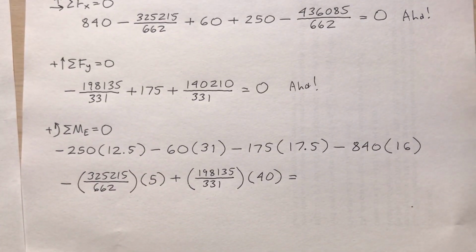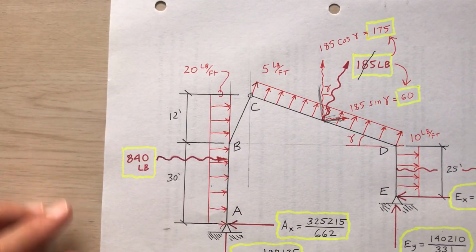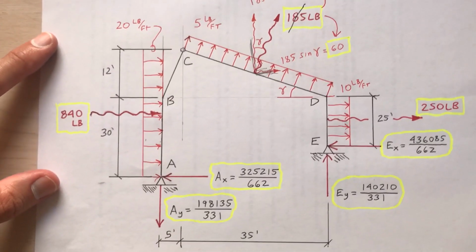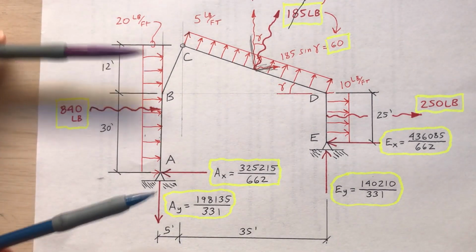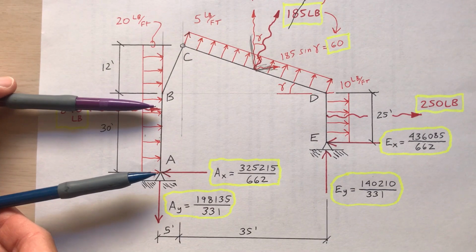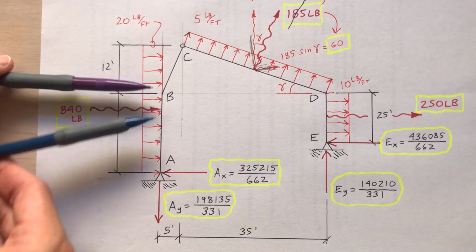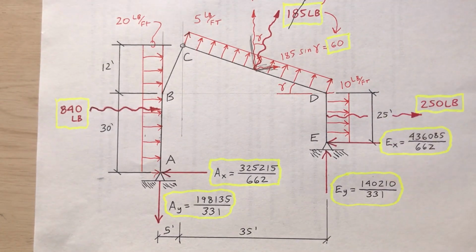Minus 840 times 16. What 840? Here's the 840 right here. Where am I getting that 16 from? Can you figure it out? The moment arm 16. How did I get that? Okay, so this is 42. This is 21. This is 21. So if this is 21, that means this must be 9. This is 25. 25 minus 9 is 16. Maybe that wasn't the best explanation. Take it apart and you'll figure it out.